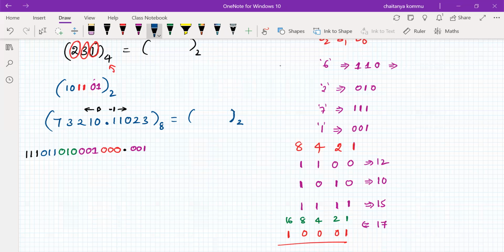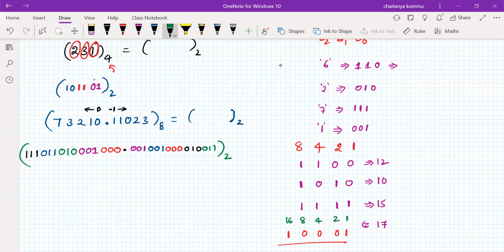What about the next one? 0 0 1. What is the next one? 0 0 0. What is the next one? 2, which is 0 1 0. What is the next one? 3, which is 0 1 1. Is it clear to all of you? Is it simple? So that is the reason why we have mentioned that concept.